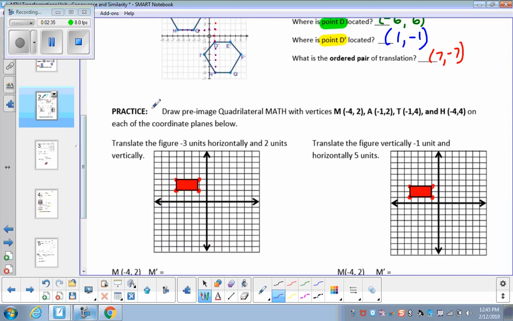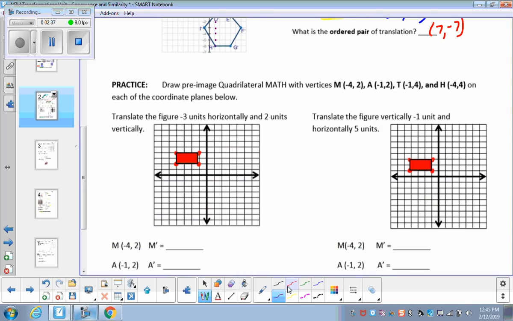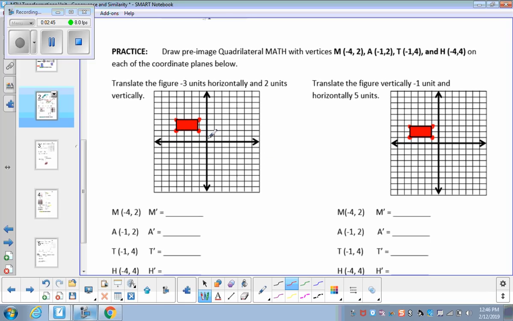All right, so now we're going to practice with a couple of examples. If you need to pause the video to draw the preimage MATH on the coordinate plane, do so. But M is graphed back 4 up 2, so that's point M. Then A is back 1 up 2, so there's A. Then T is back 1 up 4, so there's T. And H is back 4 up 4. So here is rectangle MATH.